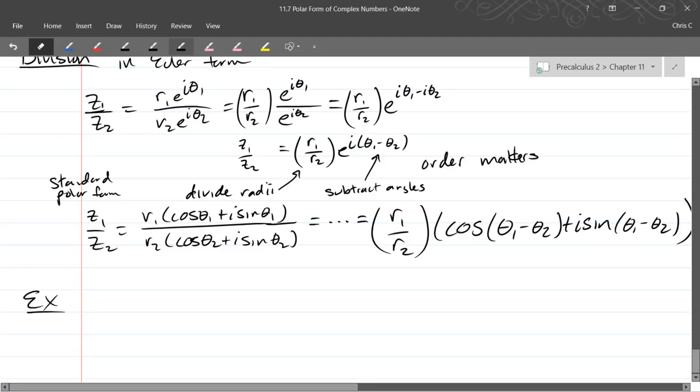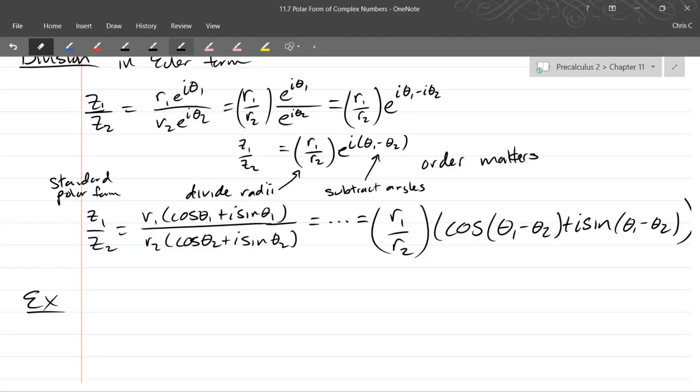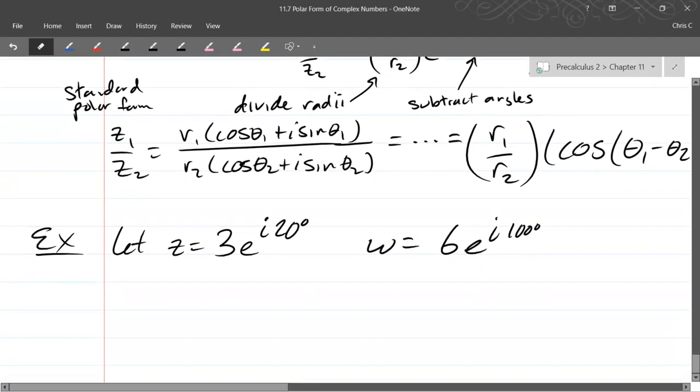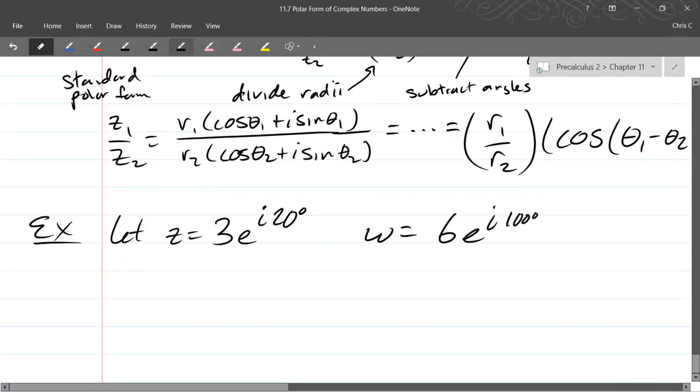Let's do some problems with this. We'll do some multiplication first. So Z will be 3e to the i 20 degrees. And W will be 6e to the i 100 degrees. So find Z times W. I want you to figure out what is Z times W.